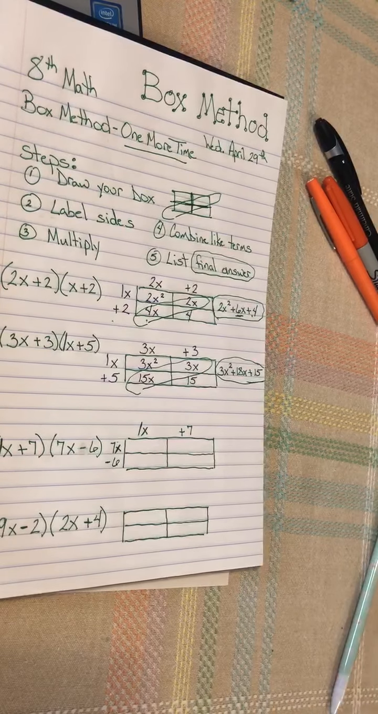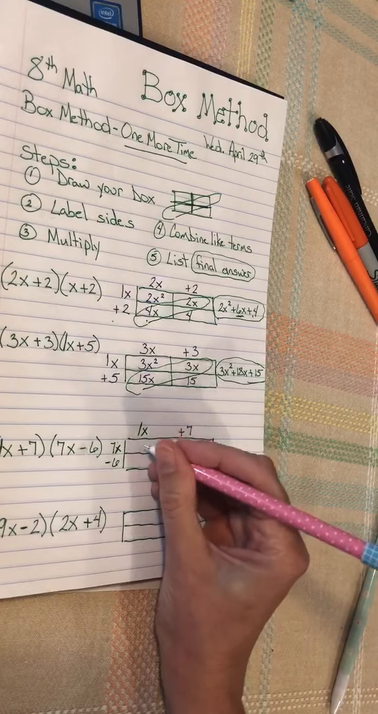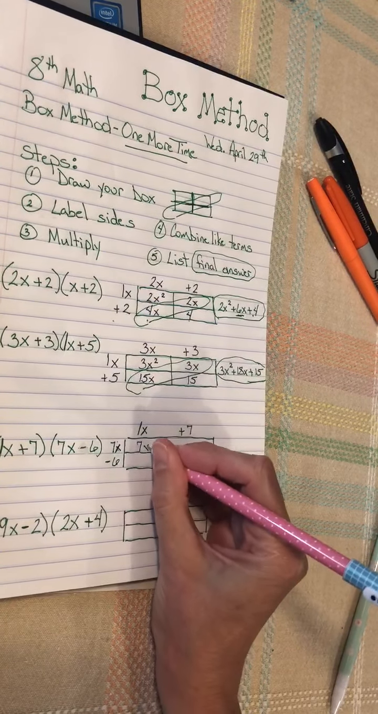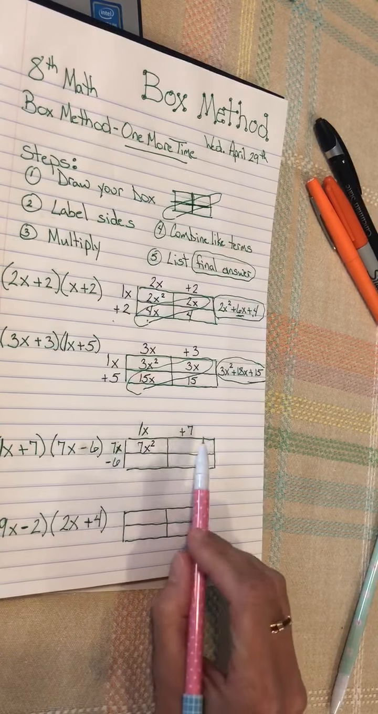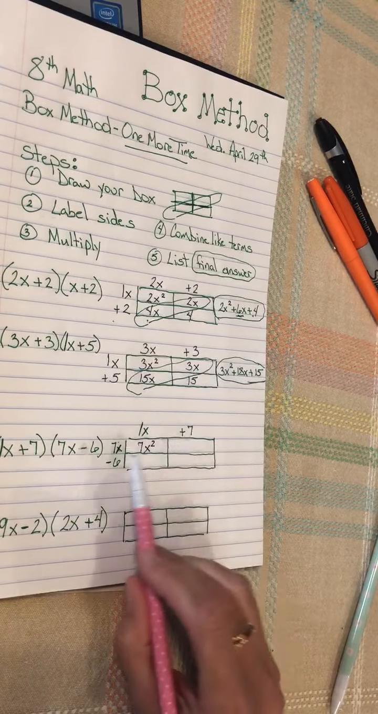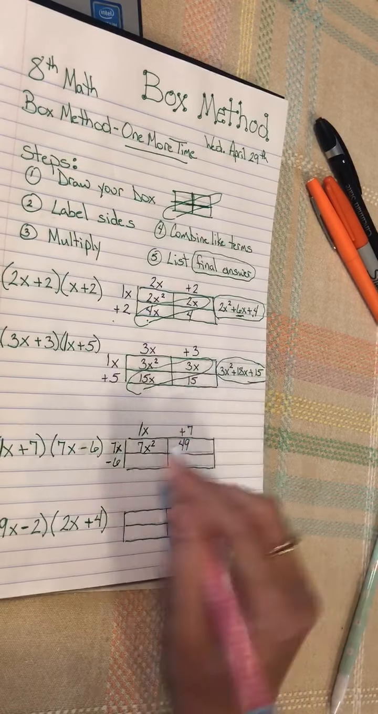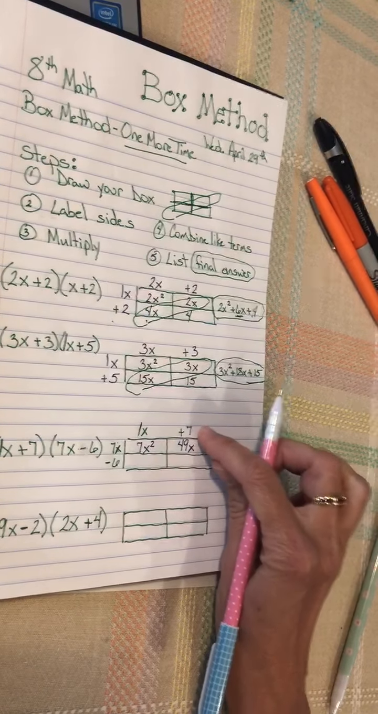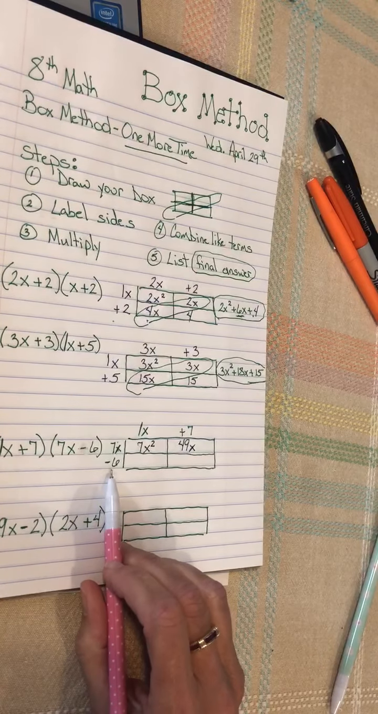Okay, now I'm going to multiply. 7x times 1x. 7 times 1 is 7. x times x, x squared. 7x times a positive 7. 7 times 7 is 49. All right, and then I put the x variable on because there is no x up here by the 7. Come to my next row.